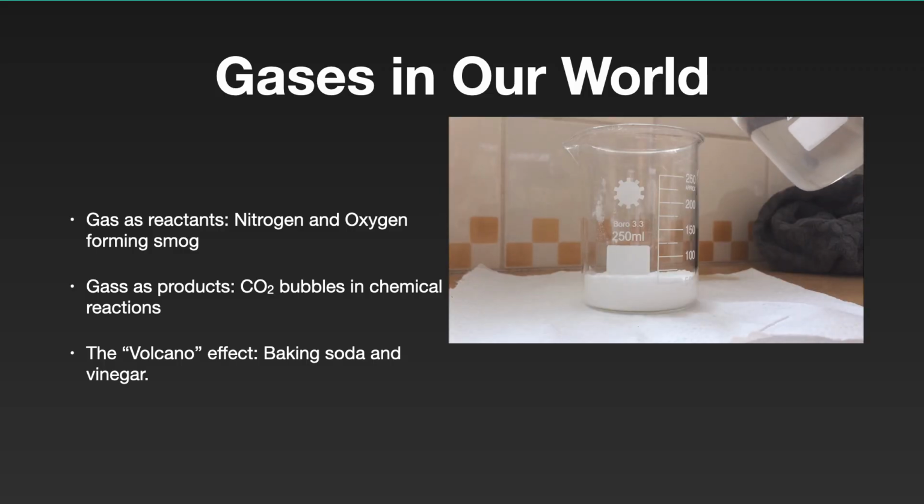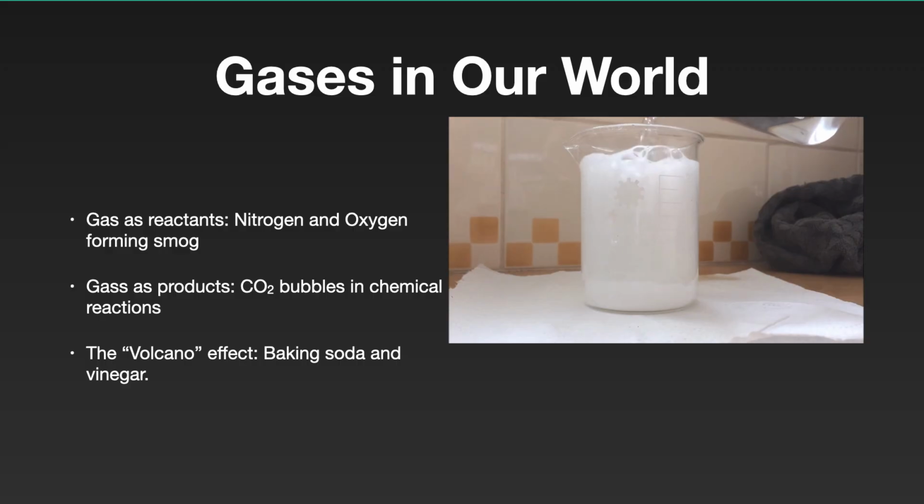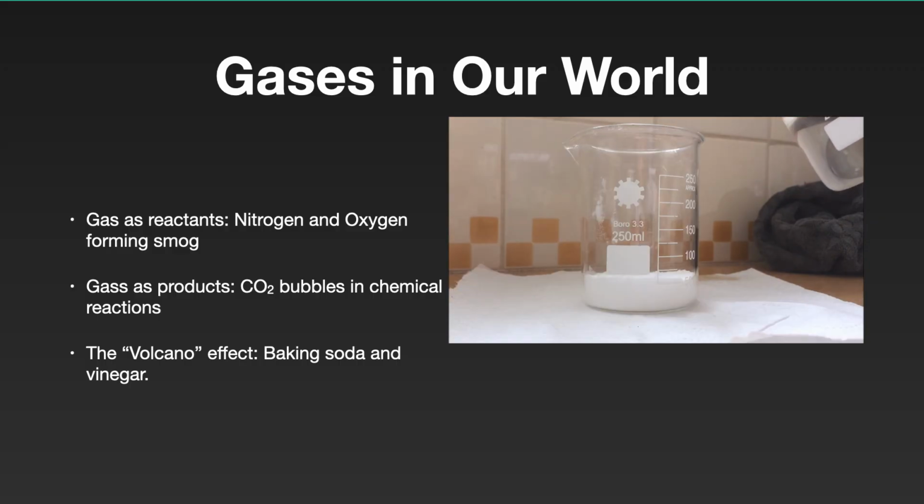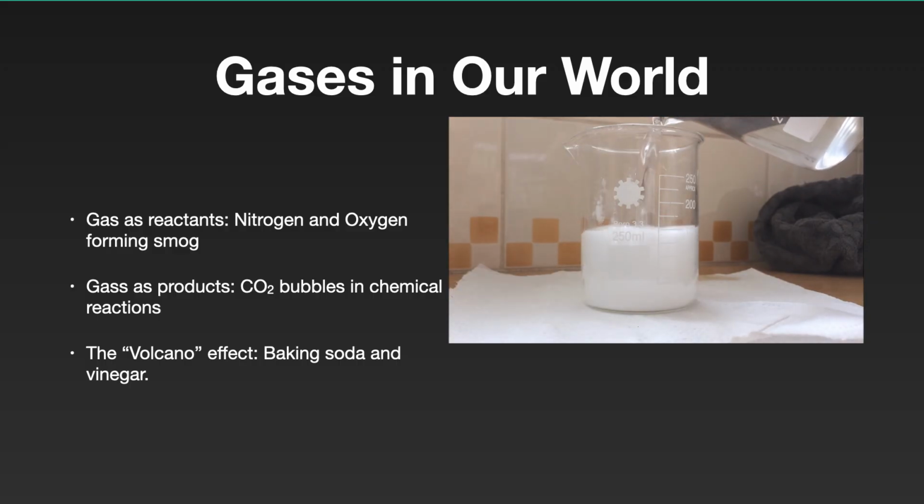Gases are all around us. Sometimes they react together like nitrogen and oxygen in our atmosphere, reacting to form that brown smog you see in cities. Other times, they are produced in reactions, like when you mix baking soda and vinegar to create carbon dioxide bubbles. We spend a whole chapter on gases because their behavior is so unique and predictable.